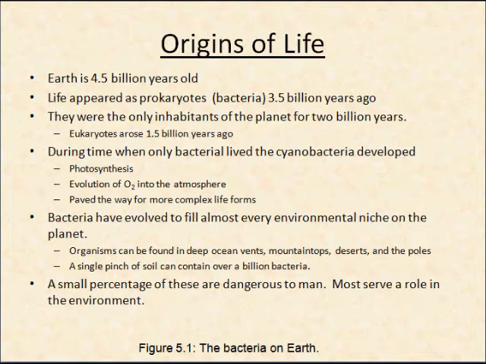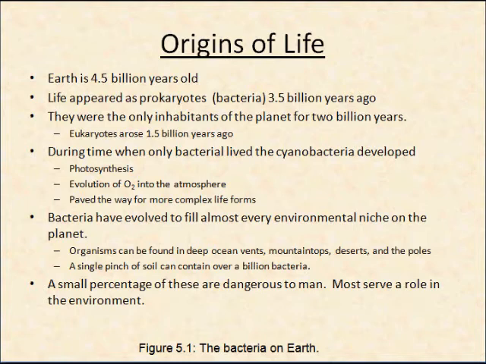As a result, the cyanobacteria, when they developed, resulted in the oxygen content of the planet increasing from about 1% to about 21%. Earth had a high concentration of carbon dioxide prior to that and would not have supported life as we know it now. So it really paved the way for more complex life forms, the evolution of the cyanobacteria.